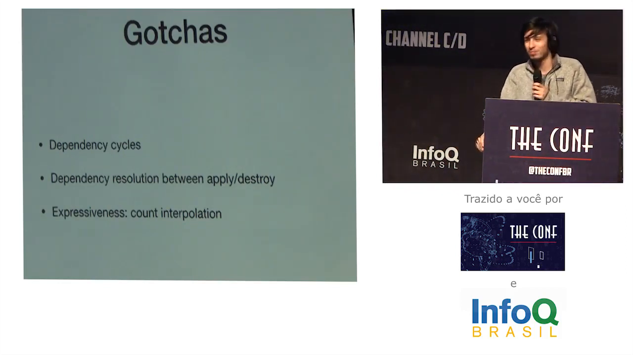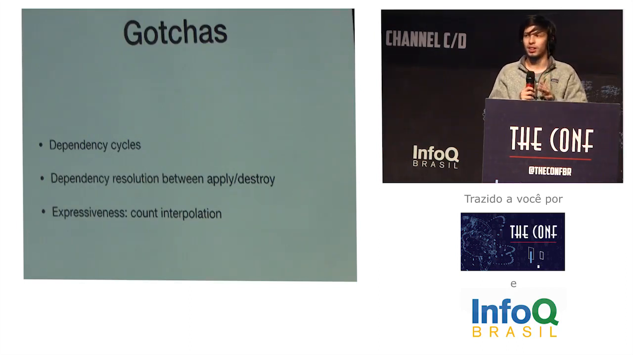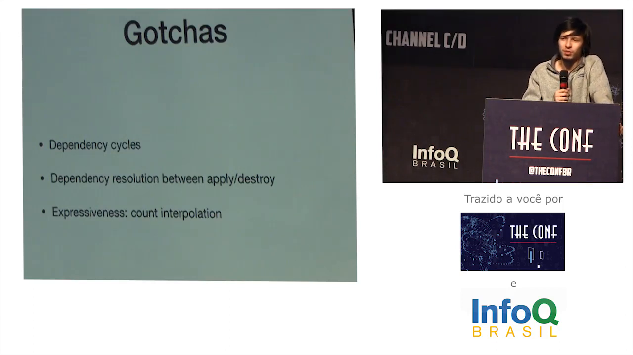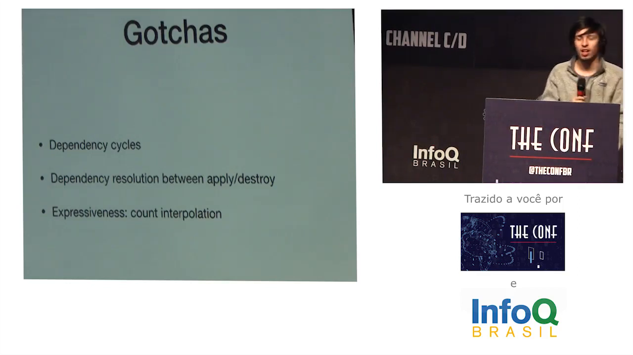And the third, and I think it's the worst one, is that you can't interpolate count. What this means is that in Terraform, you can create many resources. For example, I want 5 instances with the same configuration. I can create just one resource and put count equals 5. But I can't say, okay, I have 5 IPs here that I allocated, and I want one instance for each IP. Of course, I could just say 5 IPs, 5 instances, associate one with the other, but that's just cumbersome.